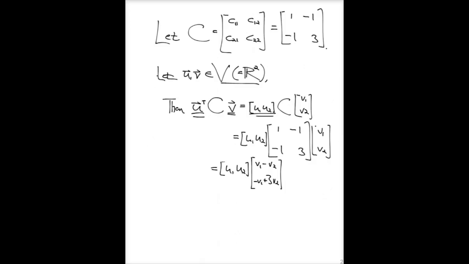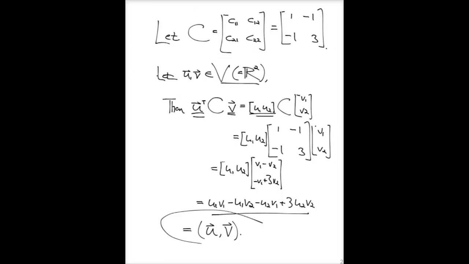And so now when we take the product of the row matrix U1, U2 with this matrix, this is a 1 by 2 times a 2 by 1, we obtain the following. Matrix multiplication gives us this expression right here. Make sure you check it. Which, as you may have guessed, is just the inner product that we started with.